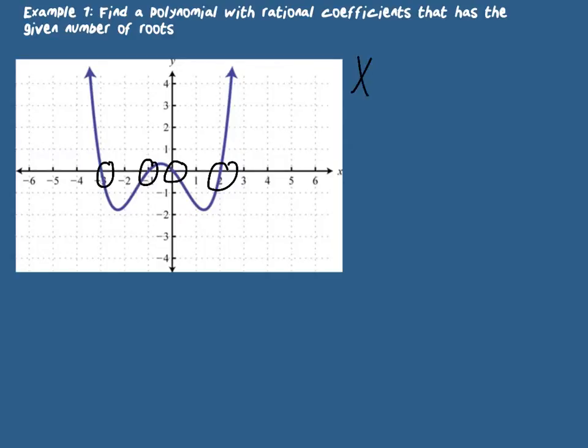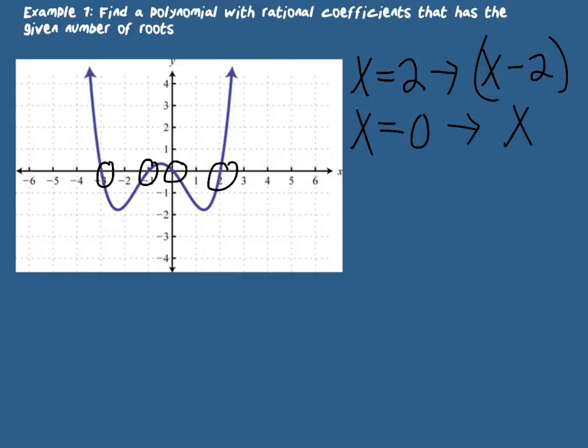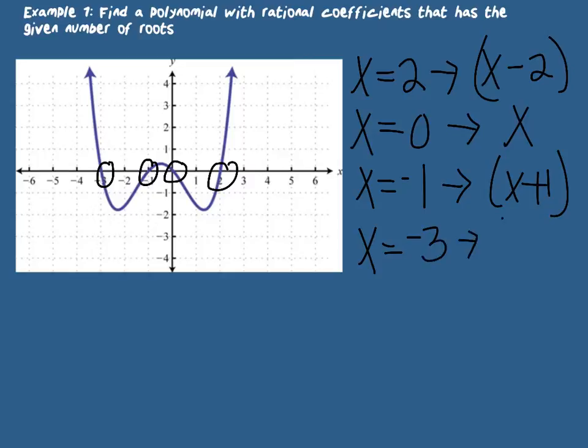So if I were to write these out just as zeros, I need to make sure I write them as a factor, which will be x minus 2 for the first one. And then, having x equals 0 will be just x. X equals -1, the factor will be x plus 1. And then lastly, x equals -3, so our factor will be x plus 3. So remember, it's going to be the opposite for factors.